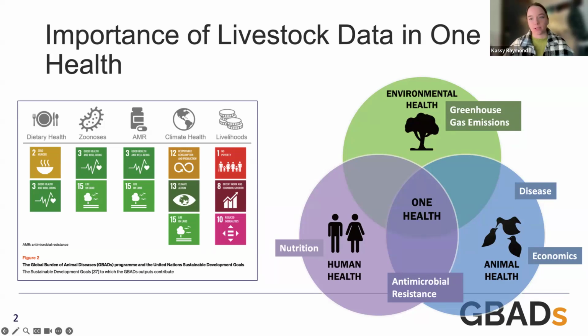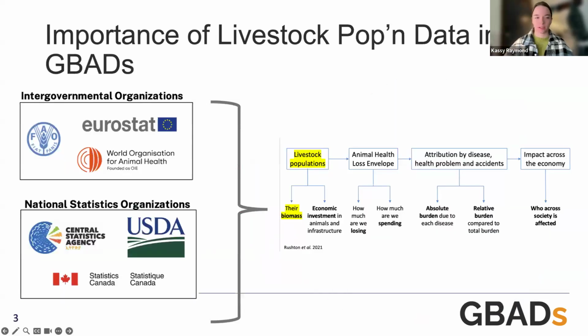So for GBADs, it's especially important to capture details like the type of livestock, their age and production system, breed and sex, to gain insights into population dynamics and biomass, for predicting disease outbreaks, managing resources, and informing policy. In particular, within the GBADs framework, some of you may have already seen this image of the analytical framework. Livestock population is incredibly important. You can see how it's used for biomass calculations within the animal health loss envelope, which Emma-Jane mentioned earlier.